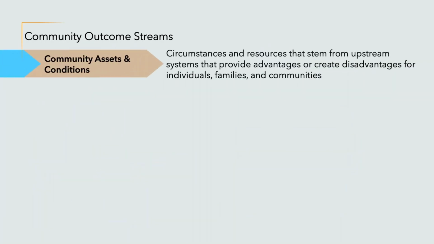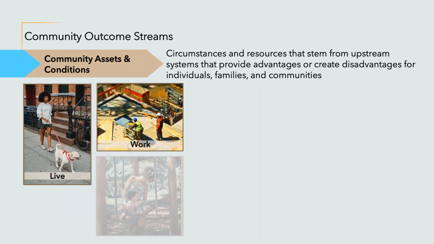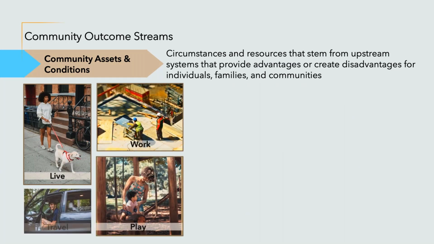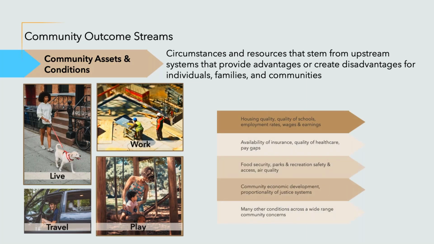Community assets and conditions are the circumstances and the resources surrounding individuals, families, and communities where they live, where they work, where they play, and where they travel. Community assets and conditions include circumstances like access to quality health care, to parks, to recreation, housing and environmental conditions, and many other conditions across a wide range of concerns.